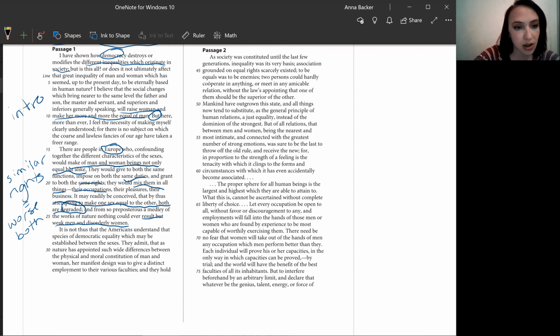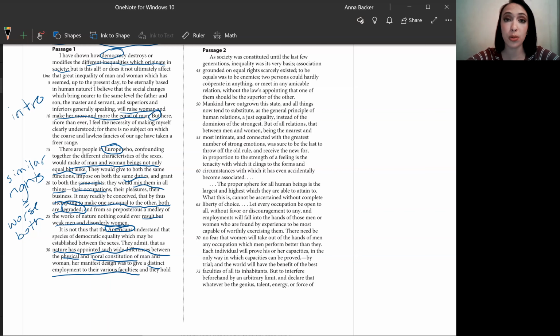So now, it is not thus that the Americans, so now we're talking about the Americans, understand, blah, blah, blah. They admit that as nature has appointed such wide differences between the physical and moral constitution of man and woman, her manifest design was given a distinct employment to their various faculties. What does this mean? Well, we see the word nature, and we see they've given them wide differences in physical and moral. So nature has made man and woman very different in all sorts of different things. And they have a distinct employment to their various faculties.